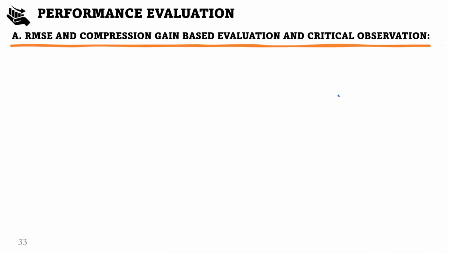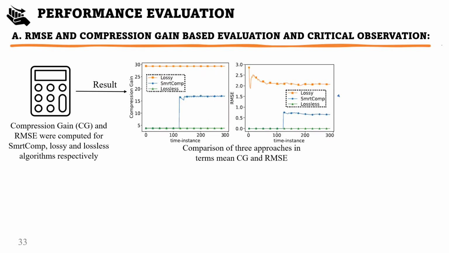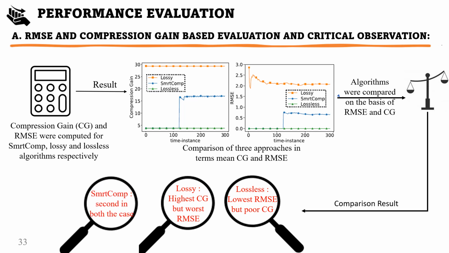So, in order to evaluate the efficiency and performance of SmrtComp, we calculated the compression gain and RMSE of SmrtComp, lossless and lossy, and all of them were compared. So from the graph, we can see that the lossless compression algorithm has the lowest RMSE but the worst compression gain. The lossy algorithm has the highest compression gain but the worst RMSE. And as discussed in previous slides, we have to maintain a balance between compression gain and RMSE. From the graph, it is evident that SmrtComp wins in all the cases, as it strikes a balance between CG and RMSE.